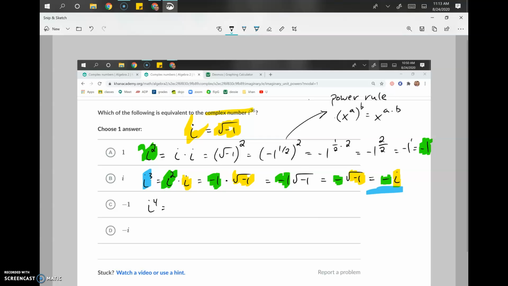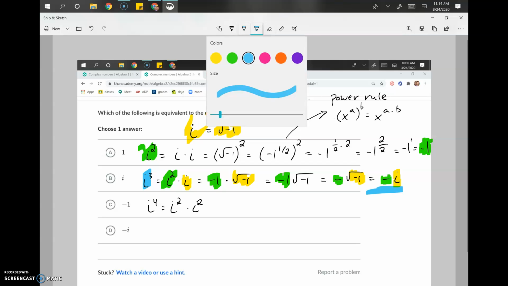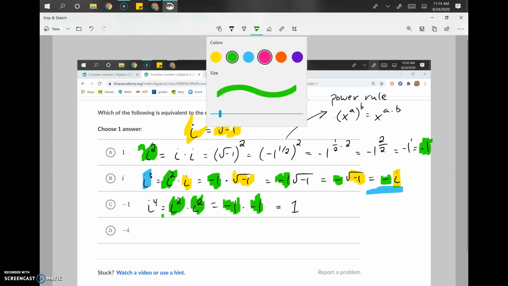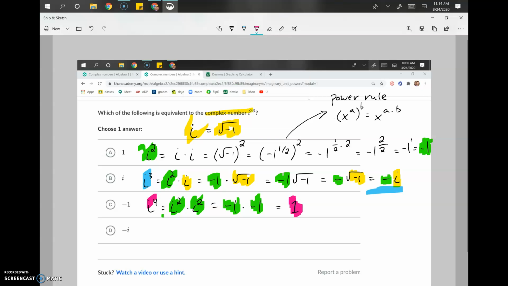We can write this a lot of different ways, but let's think about it as i squared times i squared, which is the same thing as -1 times -1. Well, we know what -1 times -1 is. It's +1. So i to the fourth power is actually the same thing as +1. I to the fourth power represents +1.